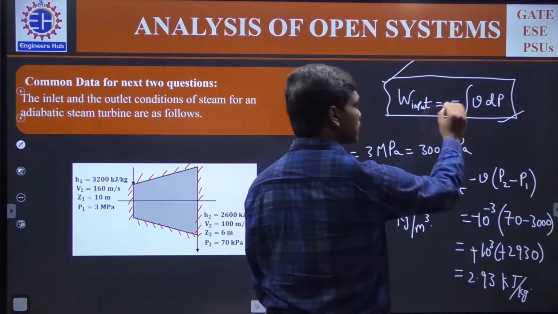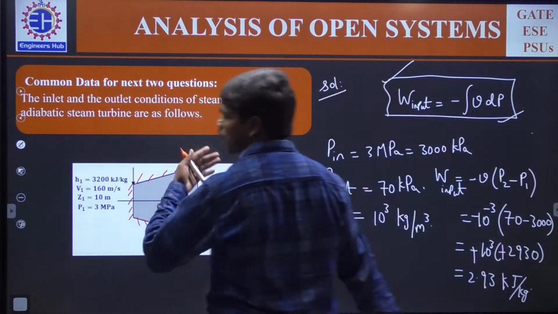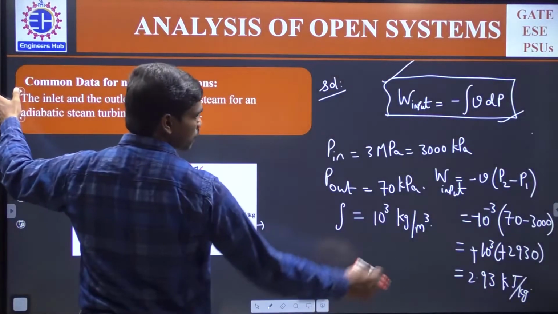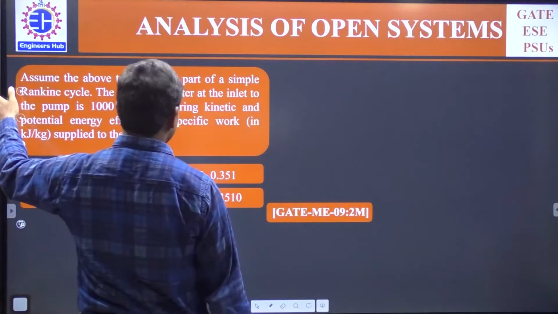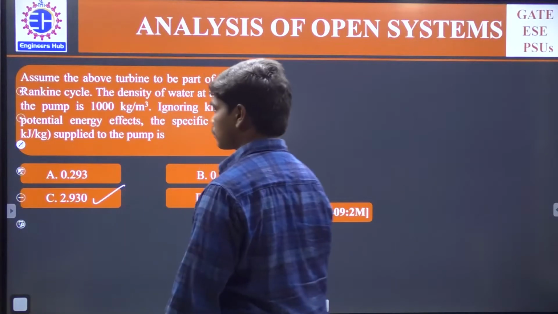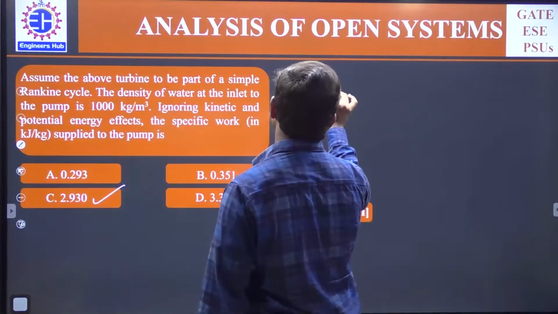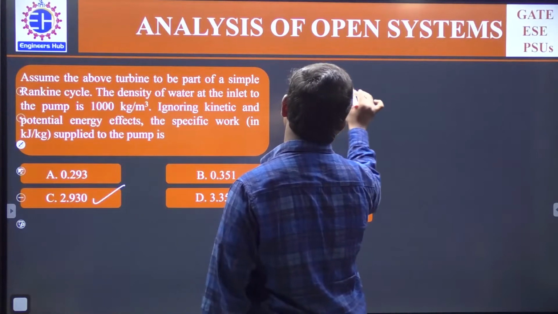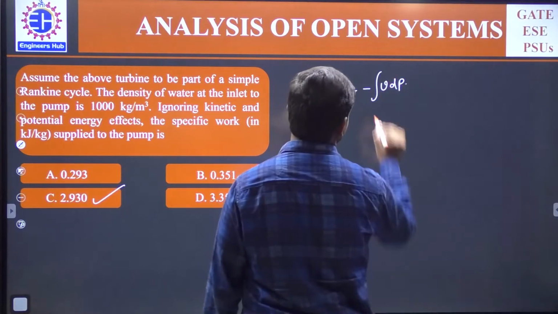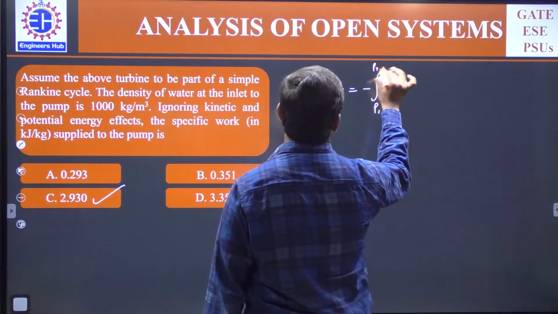For the time being, please remember this. I'll show you how this comes in the TDS equations, after TDS equations. So 2.93 is the answer, and if you see, option C is here. So W input is equal to minus integral VdP, where pressure is changing from P1 to P2.